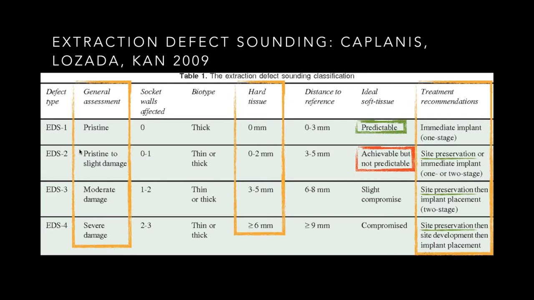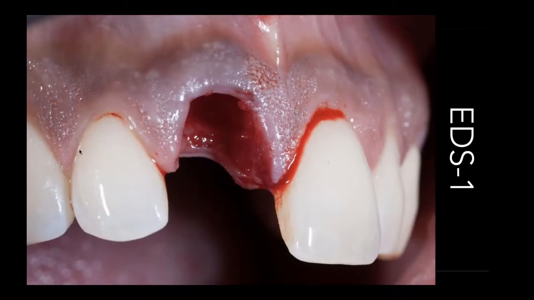Now, in the anterior area, the reason immediate implants are so popular is because having an immediate provisional or an immediate custom healing abutment does give you better soft tissue results. But you will see through a couple of cases here, when the defects are large, even in the anterior area, it is better to ridge preserve first. So these are very simple extraction cases, the EDS 1s. There's not much soft tissue loss, there's no hard tissue loss, this is a pristine site.